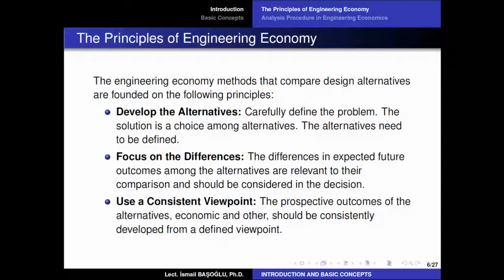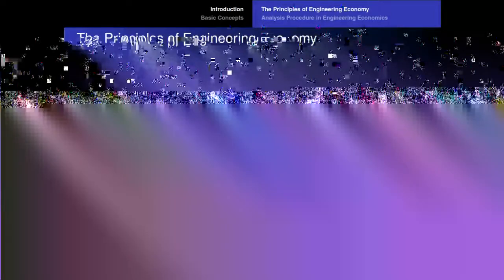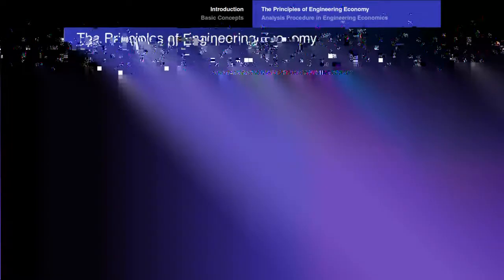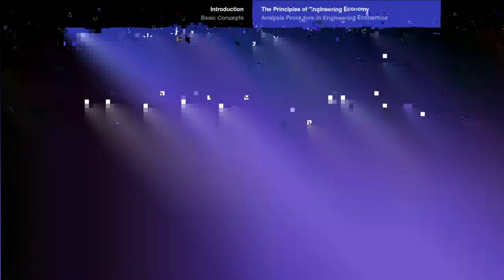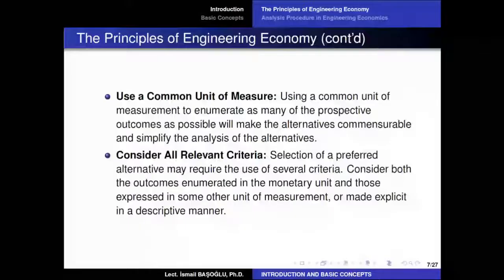Therefore, if we are going to study that action in engineering economics, we always need to use a consistent viewpoint. I'm going to emphasize this in future examples many times. We always need to look through one perspective, always. And we need to use a common unit of measure to enumerate as many of the prospective outcomes as possible. That is going to make alternatives commensurable and simplify the analysis of alternatives.